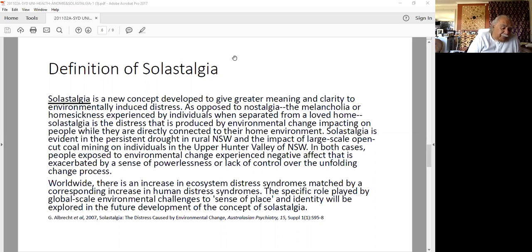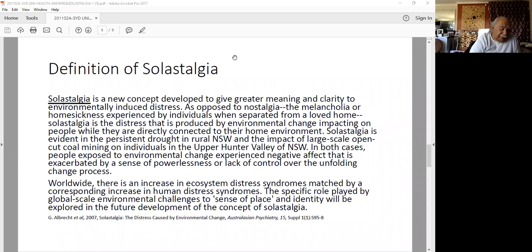Solastalgia is the distress that is produced by environmental change impacting on people while they are directly connected to their home environment. Solastalgia is evident in the persistent drought in rural New South Wales and the impact of large-scale open-cut coal mining on individuals in the Upper Hunter Valley of New South Wales. In both cases, people exposed to environmental change experience negative effect that is exacerbated by a sense of powerlessness or lack of control over the unfolding change process.